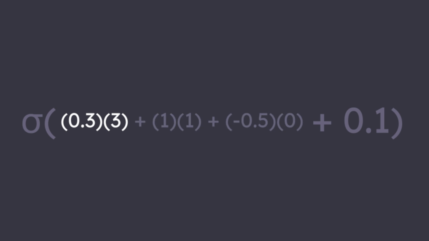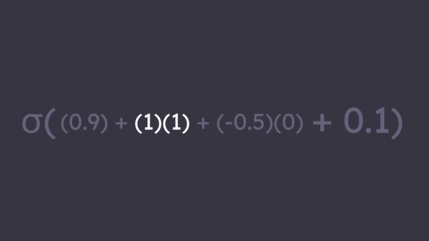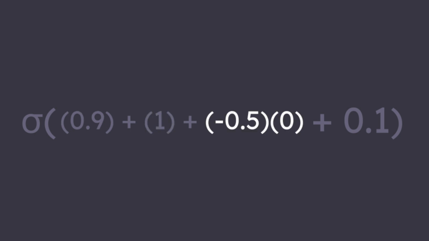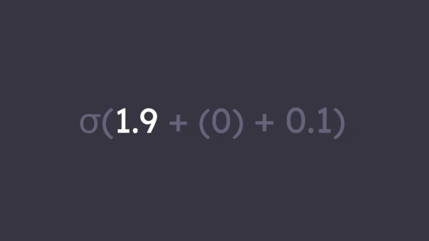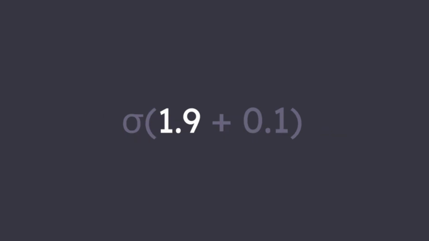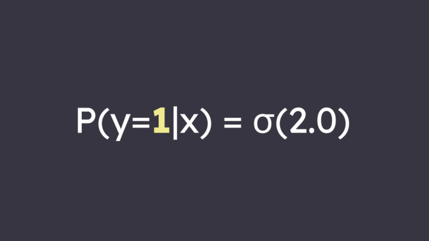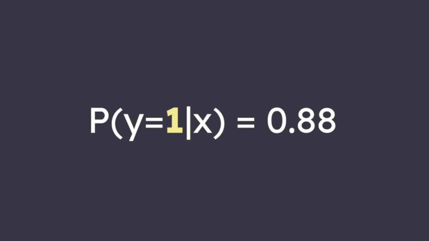0.3 times 3 is 0.9. 1 times 1 is 1. -0.5 times 0 is 0. 0.9 plus 1 is 1.9. 1.9 plus 0 is 1.9. And now we can add together the weighted sum, 1.9, plus the bias, 0.1, which gives us 2.0. We can now apply the sigmoid function onto 2.0, which gives us a probability of 0.88.